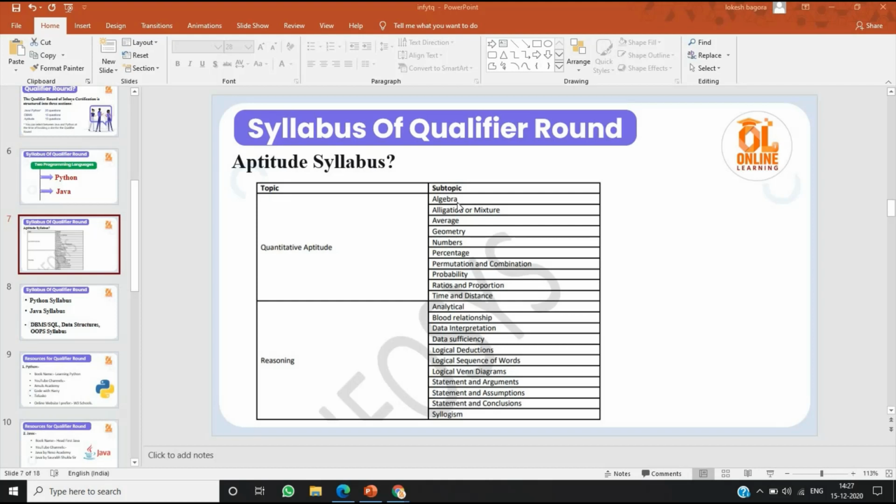These are the same for the Java candidates and for the Python candidates, meaning you can choose either programming language, Python or Java. This syllabus is the same. The subtopics included are what I already discussed.